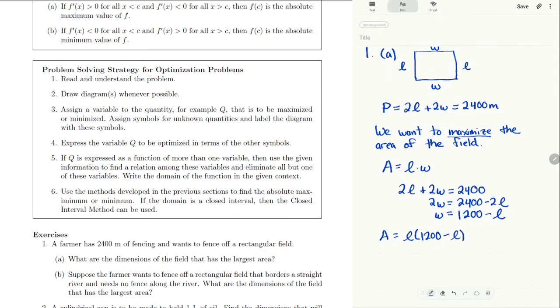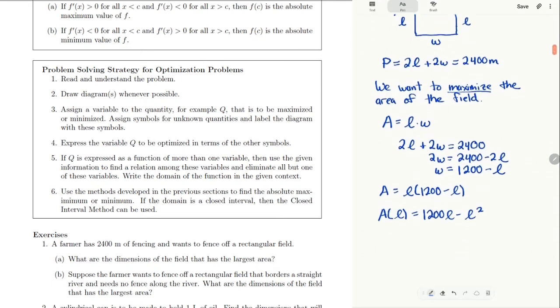And now the area is going to be a function of the length of the field. So it's only a function of one variable. And because we want to find the absolute max and min, we will simplify our area function by distributing. So that is 1200L minus L squared. So this is the function that we want to find the absolute maximum for.